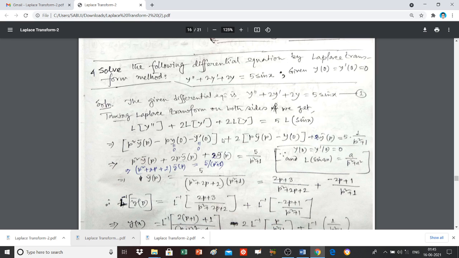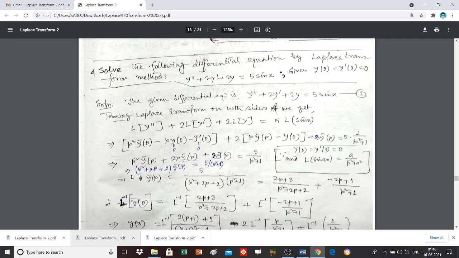And also you note from the conditions that y0 is 0, so this term will give a 0 result, and y prime 0 is also 0, so this term also provides a null result. So considering those conditions, we can write from here the first term p square Y of p, this term is 0, this term is 0, and from here 2p Y of p is the first term, and the second term is also 0, and from here 2 Y of p is equal to 5 by p square plus 1.